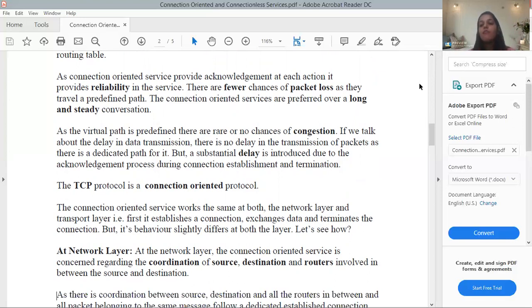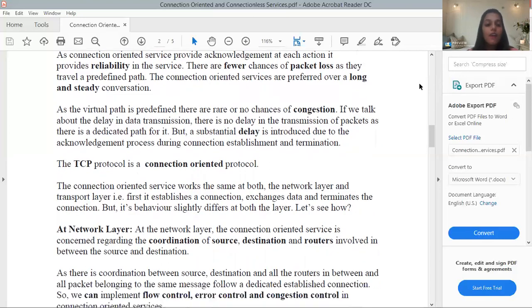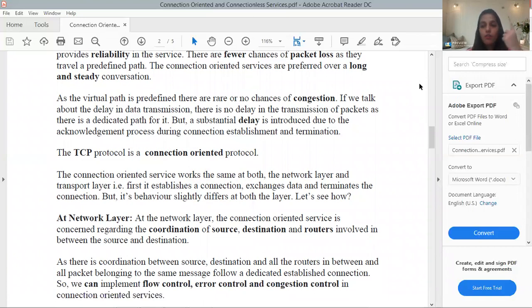Of course, if I talk about the network layer, it always takes care of the network addressing during the data transfer. So it is source address, destination address, and the routers' addresses, or to say IP, MAC address, logical address, right? And the DLL address also. So at the network layer, it should take care of all these necessary things. And there is coordination between source, destination, and all the routers in between, and all packets belonging to the same message follow a dedicated established connection.